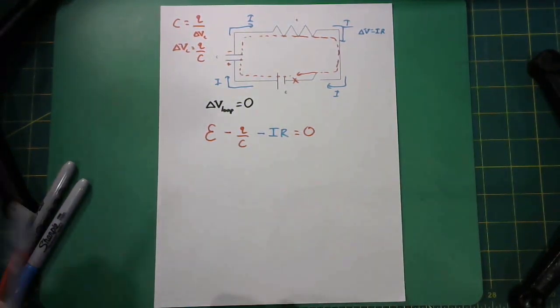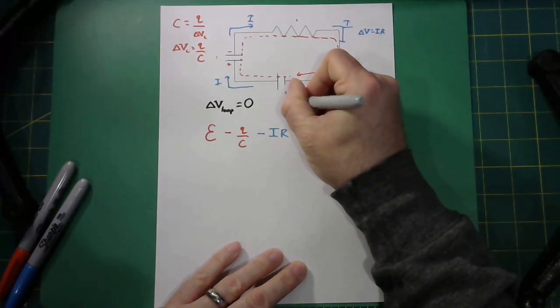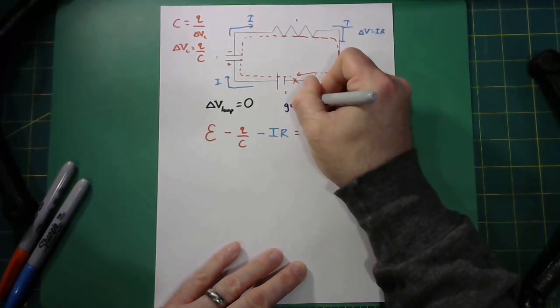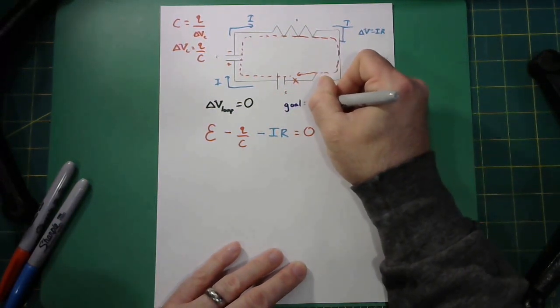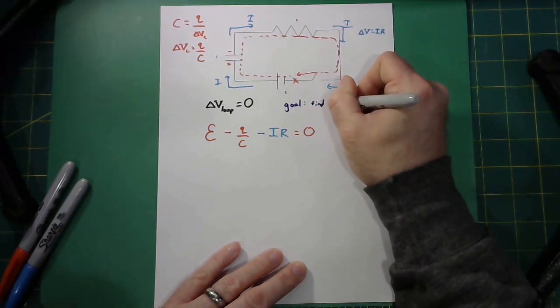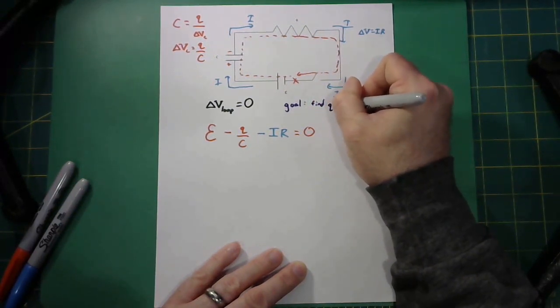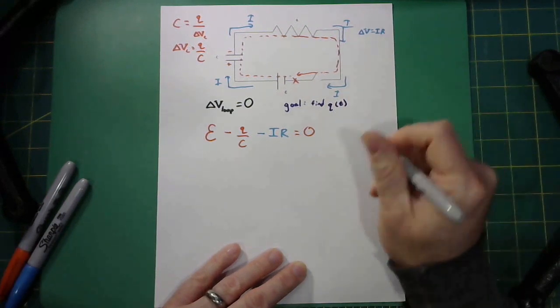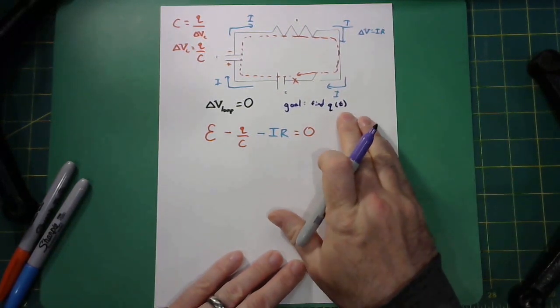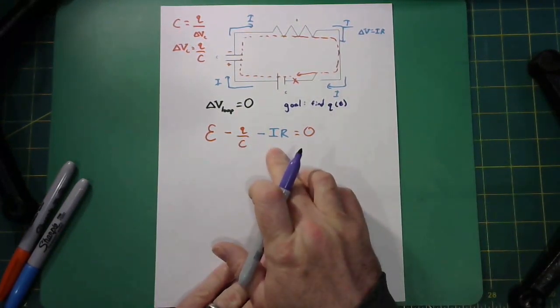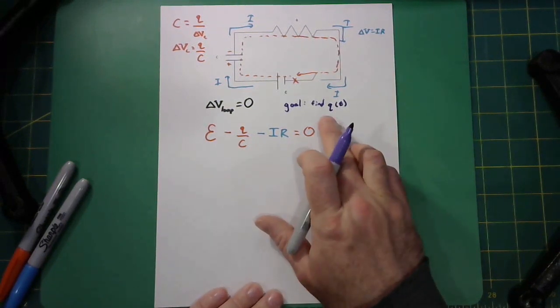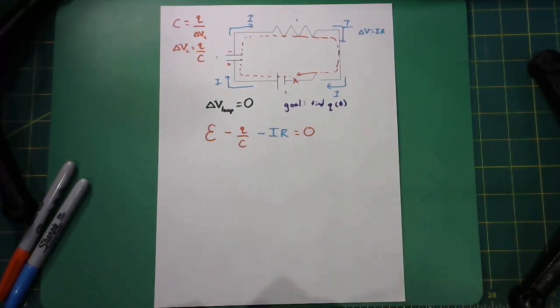Now, my goal, which I should have stated right away, is to find the charge on the capacitor plates as a function of time. So I really want the 2 variables to be Q and t, but I've got Q and I. Fortunately, there's a nice relationship between charge, current, and time. And that, of course, is that current is dq dt.